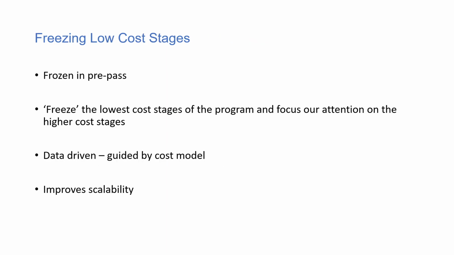Okay, we talked about hierarchical sampling. Now let's go to the next strategy for exploring the state space, which is freezing. And freezing, as mentioned before, focuses on the bottlenecks. It freezes the lower cost stages of the program and focuses the attention on the higher cost stages, that is the bottlenecks. And this is guided by the cost model.